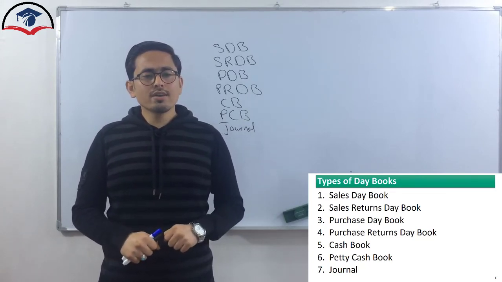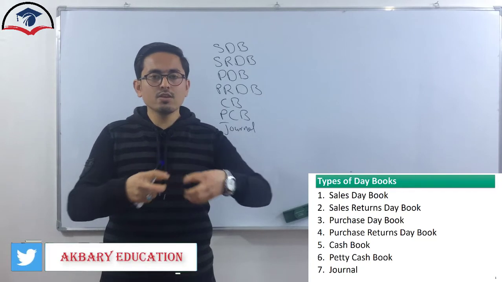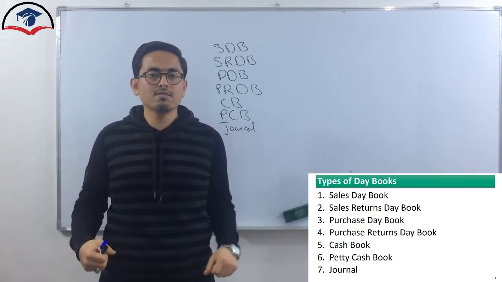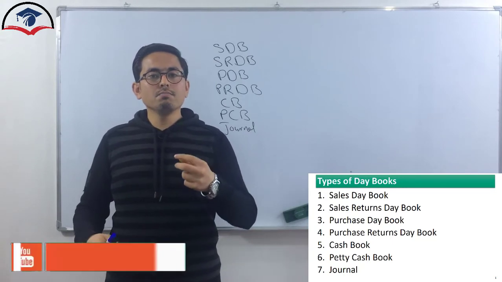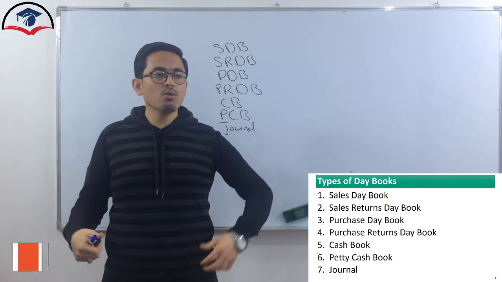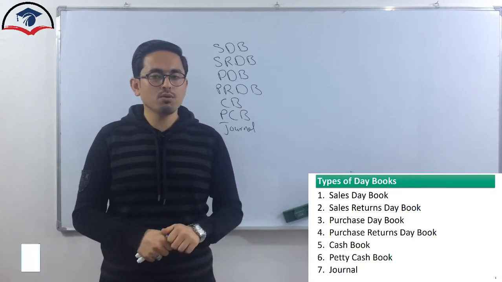The cash book can be separated, distinguished into two other books. That's possible. Even some of the businesses keep two books, one for cash receipts, the cash receipts book, and one for cash payments, the cash payments book.